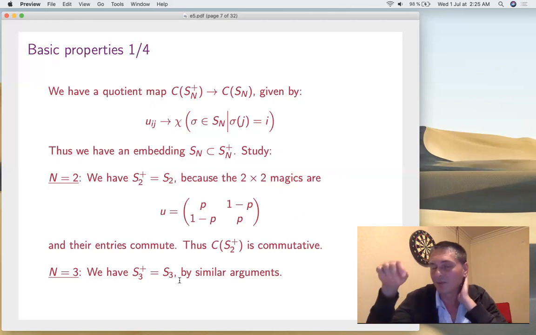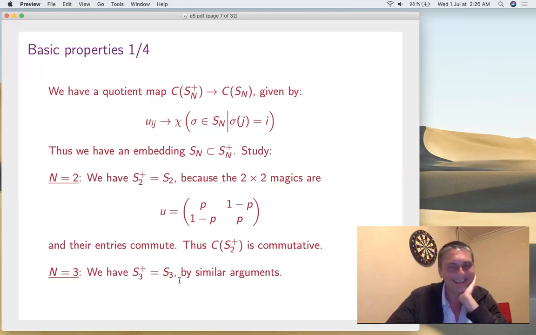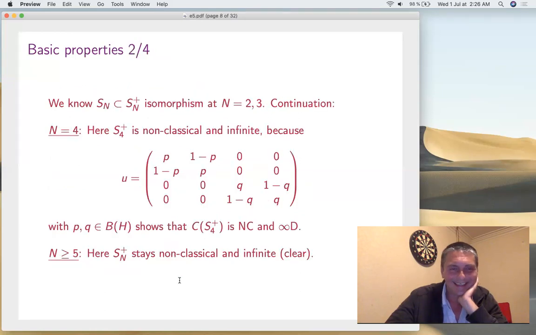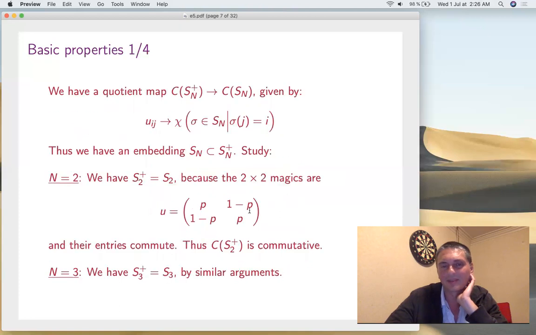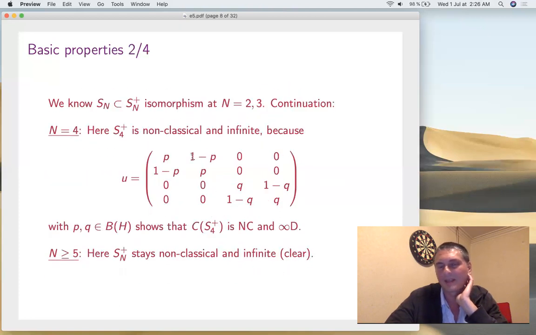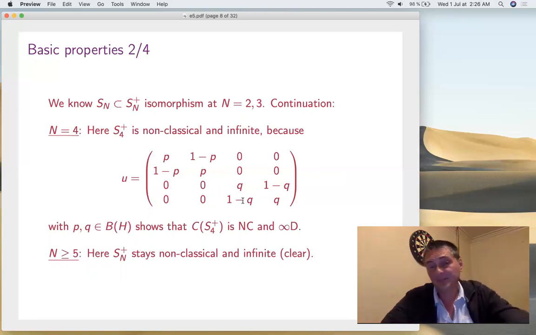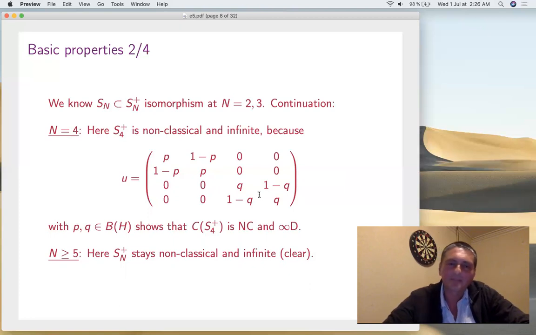Must prove that everything commutes. Exercise. Okay. And now at n is 4, this is different. So you see, if I just concatenate these two matrices that we had before, remember these matrices with P, 1 minus P. I do this, but for the first one I take it depending on P, the other one depending on Q, and PQ is somehow free, some Hilbert space. So this will be magic, of course.